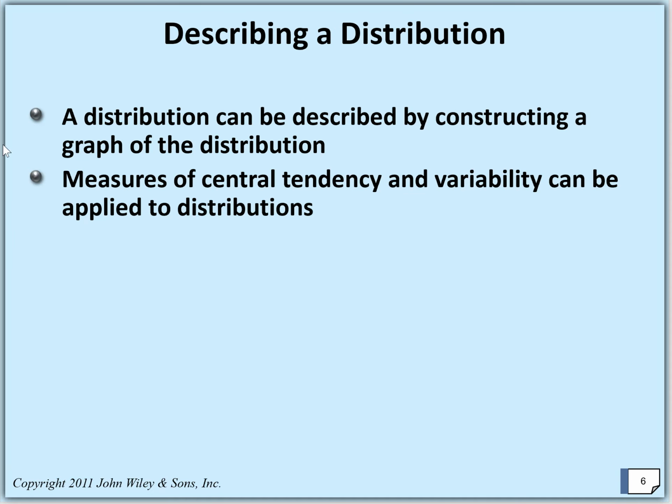Okay, so how do you describe a distribution? It can be described by constructing a graph of possible probabilities of occurrences of different events or values, just like a histogram. So we construct a graph of the distribution, and measures of central tendency and variability can be applied. So we will study the central tendency and other characteristics of this distribution in the coming slides.